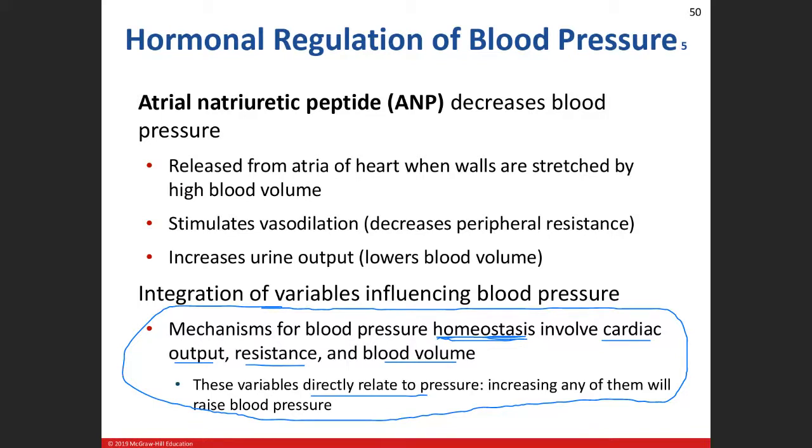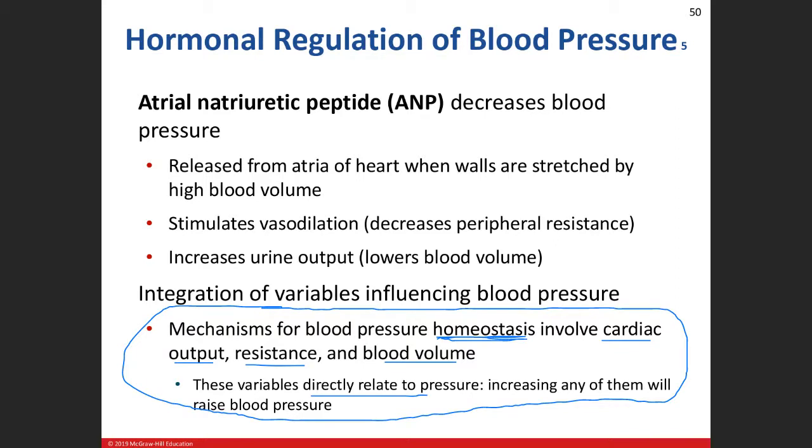If I increase the resistance, I'm increasing my blood pressure. Y'all see that relationship now? Good. Because when you take this test, you're going to rock it. You're going to know it. You're going to be like, I get it now. I understand why this all happens. Okay? So let's talk about ANP, atrial natriuretic peptide. We talked briefly about this in chapter 17.